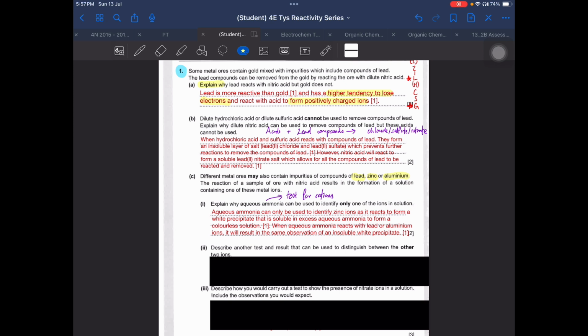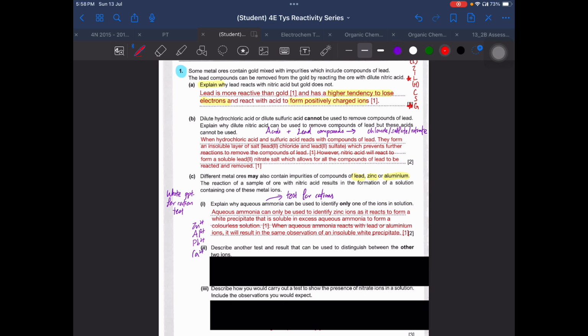However, when aqueous ammonia is added to lead or aluminum ions, you actually result in the same observation of an insoluble white precipitate. Now, this is the part in QA whereby you will be introduced to the idea of test for cations, and you'll recall that for this particular test, there are quite a few ions that can result in a white precipitate. So let's run through those few examples that can form a white precipitate for the cation test. The ions that can do that are zinc, aluminum, lead, as well as calcium.